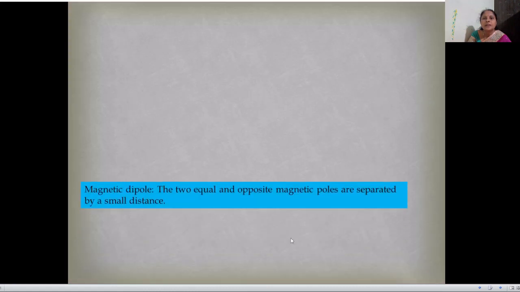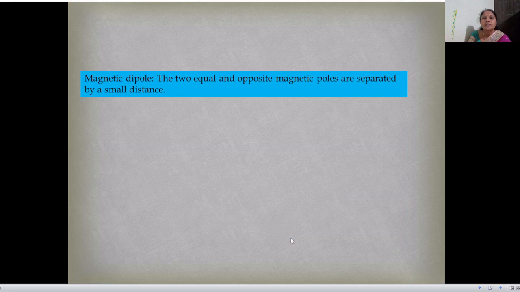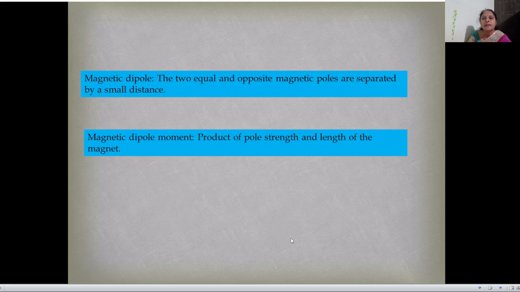Firstly, look at the introduction. In the previous standard, we discussed all these points. Firstly, magnetic dipole: two equal and opposite magnetic poles separated by a small distance. Second one, magnetic dipole moment: the product of pole strength and length of the magnet.